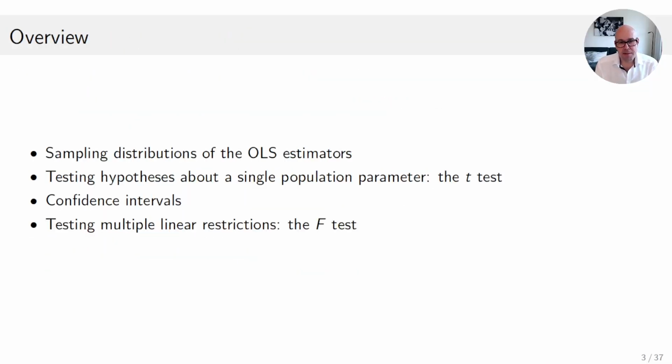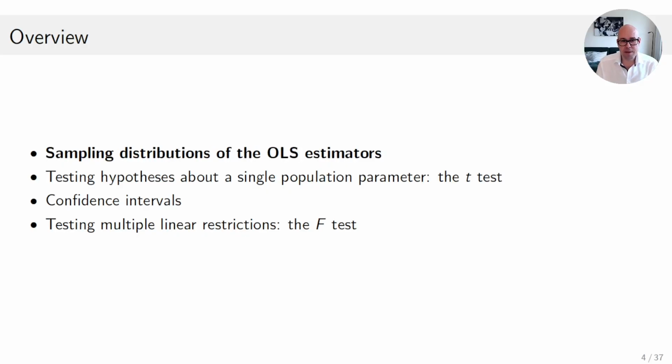This is what we're going to cover. We're going to talk about the sampling distributions of the OLS estimators. We're going to talk about testing hypotheses about a single population parameter, so that will be the T-test. We're going to talk about confidence intervals. And finally, we're going to talk about testing multiple linear restrictions, and that's going to be the F-test.